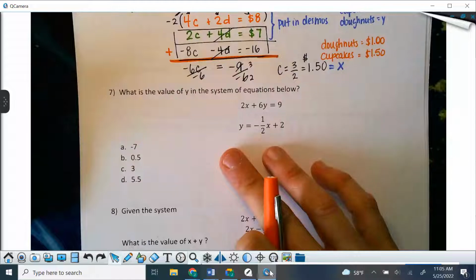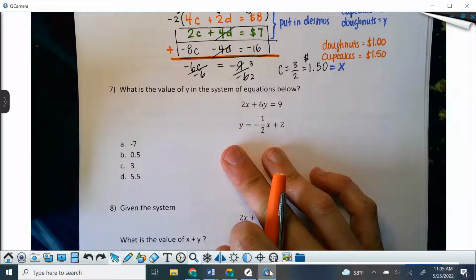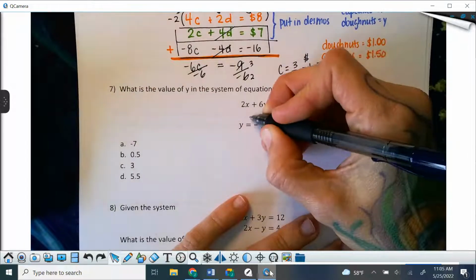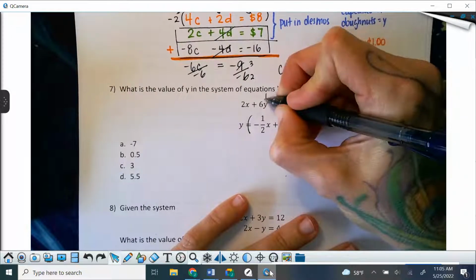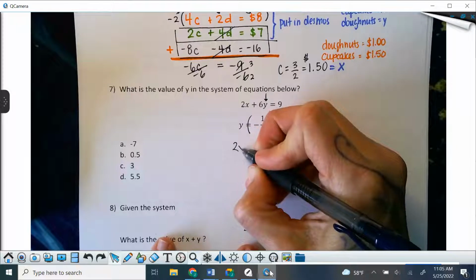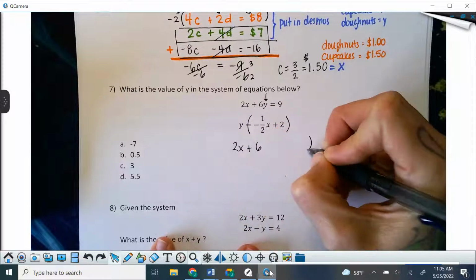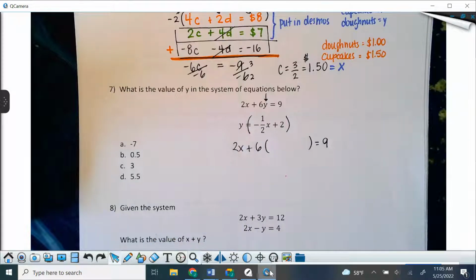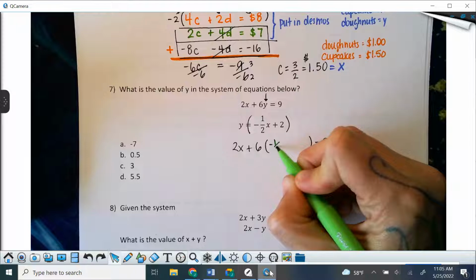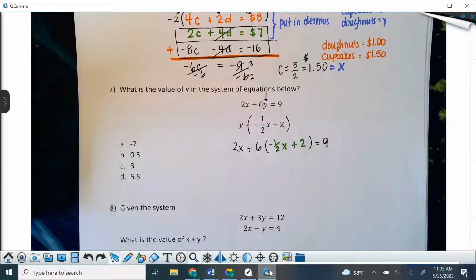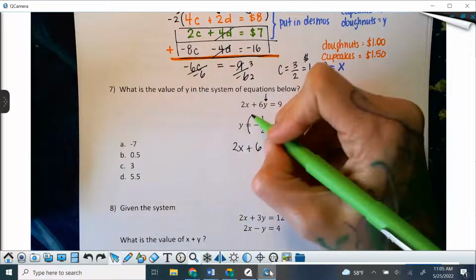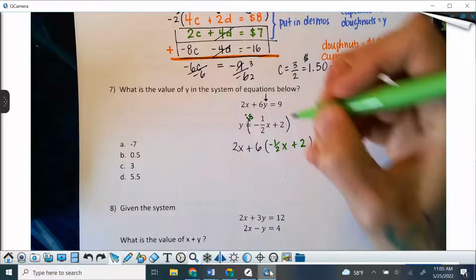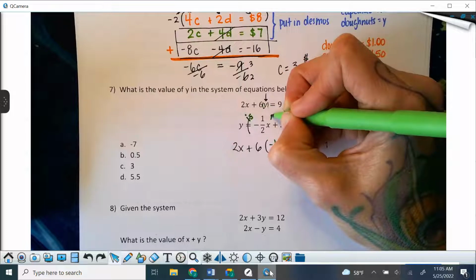All right, what is the value of Y in the system of equations? Now, this one is very likely to be calculator inactive just because it's Y equals. That means this whole thing is Y. So I'm going to do 2x plus 6, and we're going to put it in the place of Y. Y goes away. We are substituting in negative 1/2 x plus 2 for Y because it says Y is. Equal marks is the same thing as saying is. And if Y is this, then that Y goes away with that.